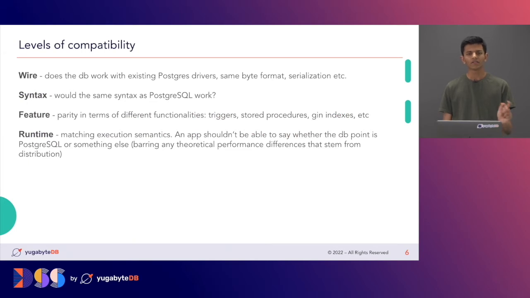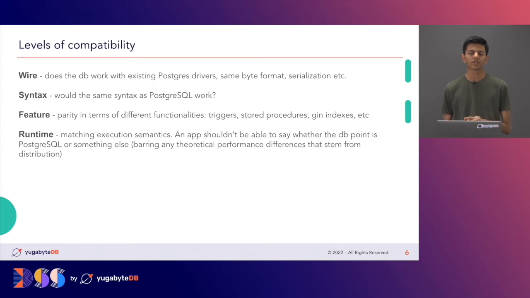So given that it is important, different distributed databases which try to be compatible with Postgres can be compatible at various levels. I've listed a few of these here. Now the thing is, given all these facets on which you can be compatible, there are differences between databases as to what degrees they are compatible with Postgres in each of these facets, right? And that differentiates them.